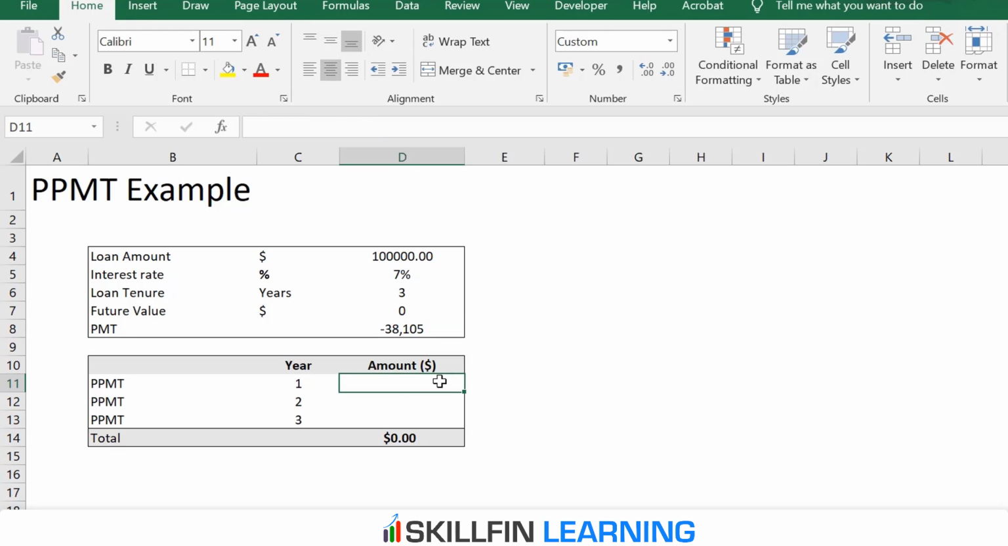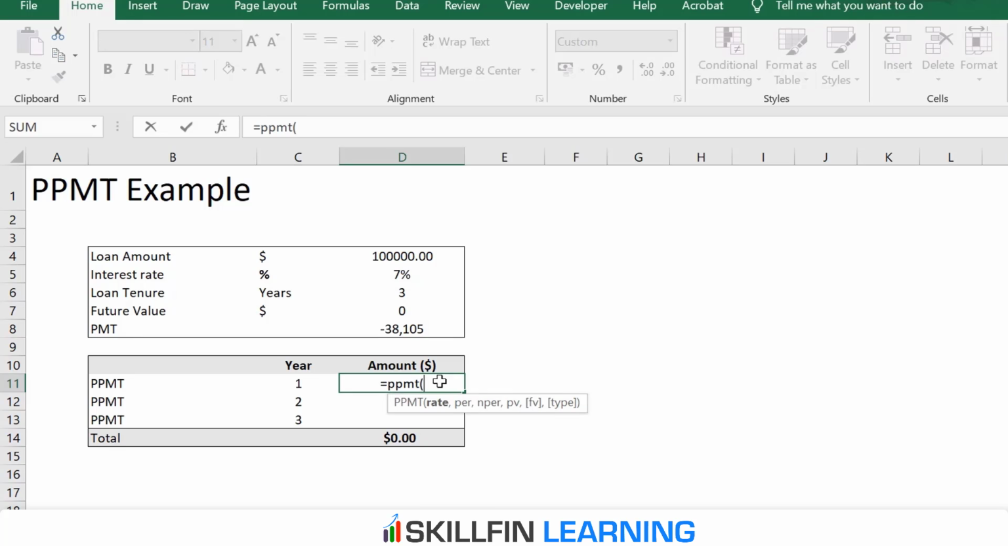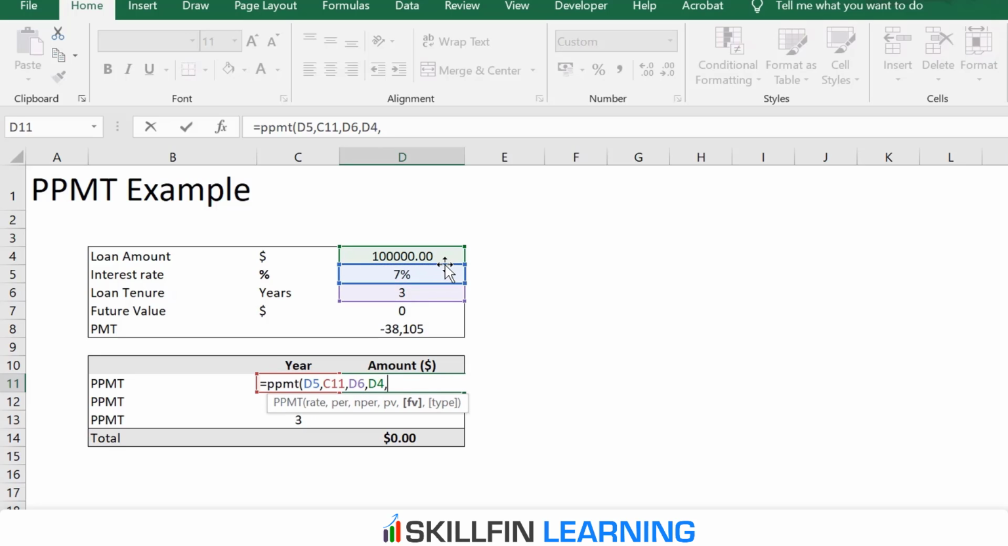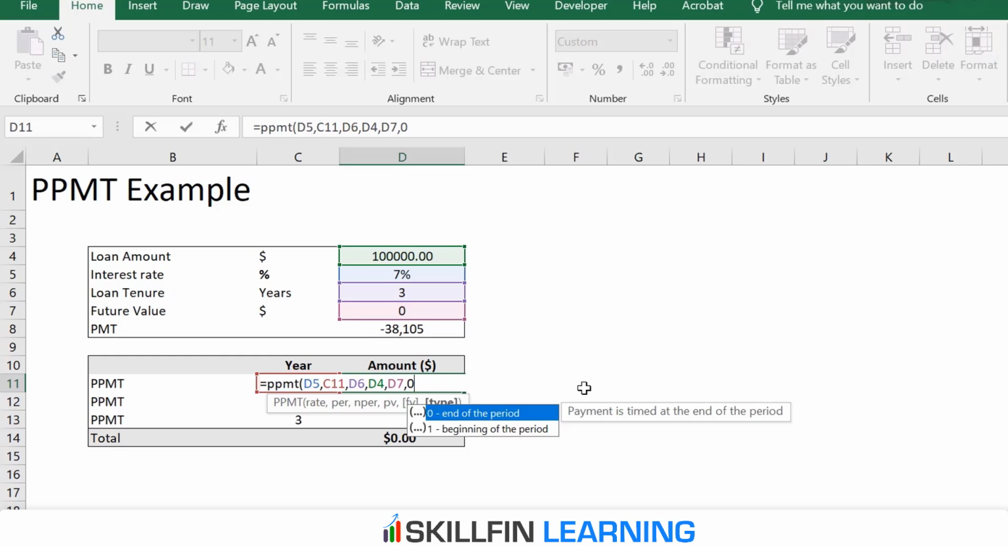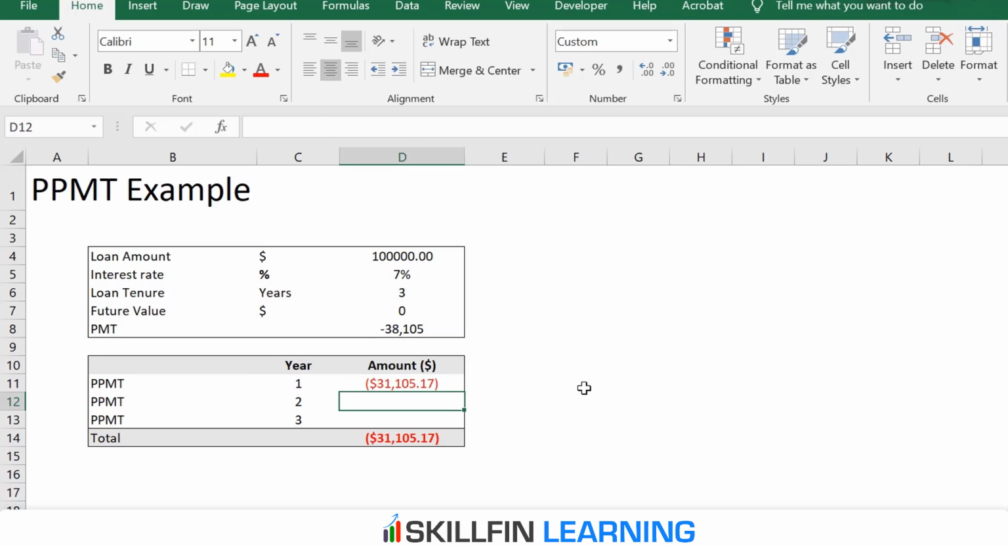To calculate the PPMT function, type is equal to PPMT. Rate is the rate of interest. Per is the period for which we are paying the EMI. So in year 1, we have to enter 1. So select year 1. NPER is the tenure of the loan, which is 3 years. Present value, $100,000. Future value is 0. And type is 0. Enter. So we get 31,105. This means that out of 38,105, which is the total EMI, 31,105 is the principal payment.